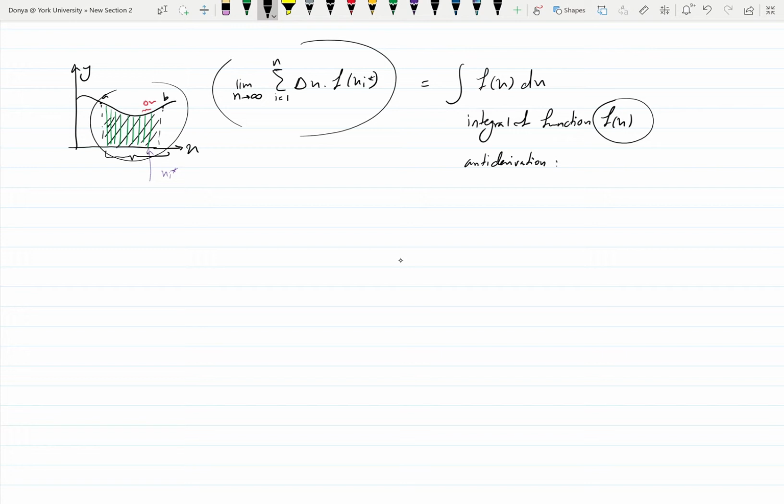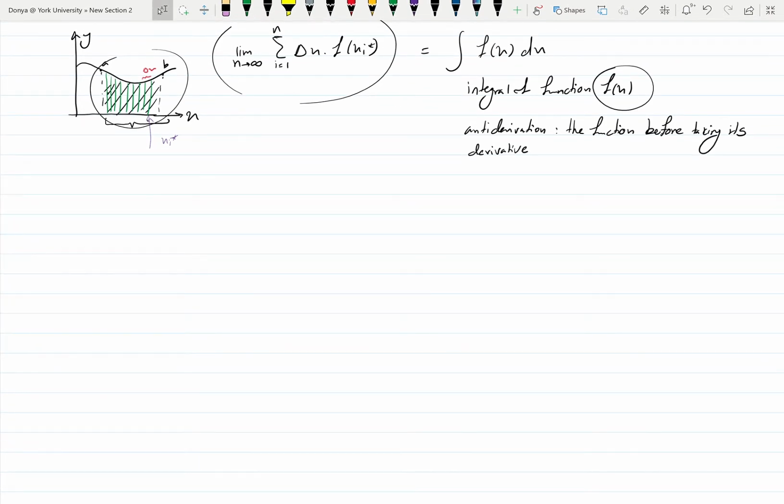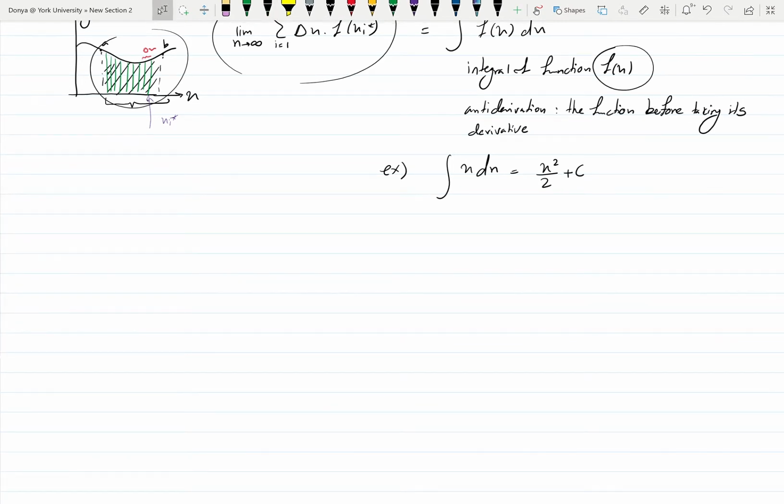So I'll just write it down. The function before taking its derivative. Now let's look at an example. So let's say we have the integral of x dx. This will result in this expression. I'll explain in a second what this is.